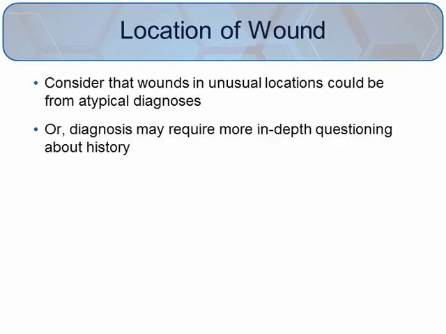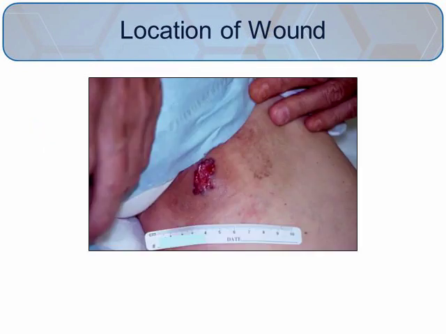Also, the location of the wound can clue you into the fact that a wound in an unusual location could be from an atypical diagnosis, or the diagnosis may require more in-depth questioning about the history. So you've done a full history, and then you look at the wound and you say, I don't know what this is. I need to ask more questions.